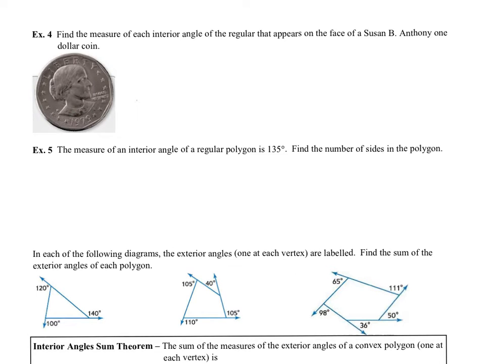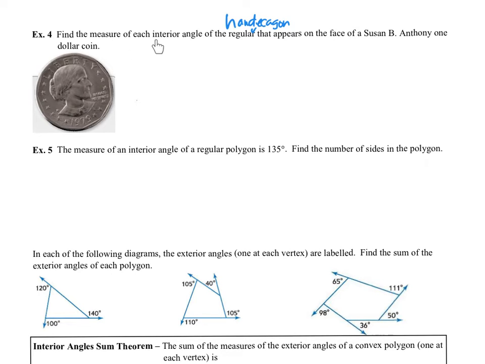Now let's take a look at example 4, which says, find the measure of each interior angle of the regular, oh, I left a word out, regular. If you count the sides of this polygon that appears on the face of a Susan B. Anthony $1 coin, you would see that it has 11 sides, and the name of an 11-sided polygon is a hendecagon. So I left that word out, sorry about that. We're going to find the measure of each interior angle of the regular hendecagon that appears on the face of the Susan B. Anthony coin.